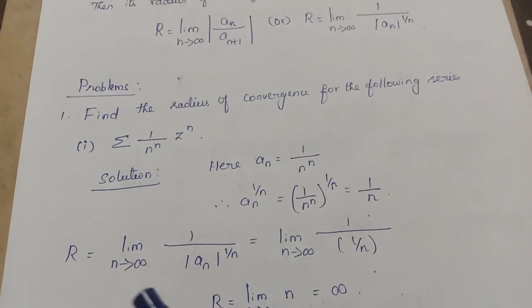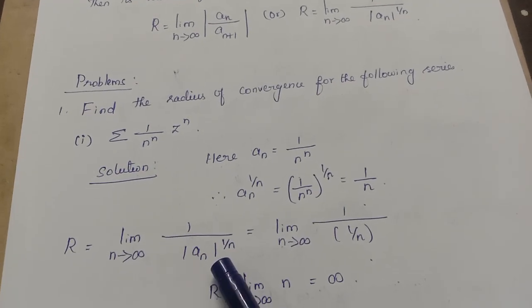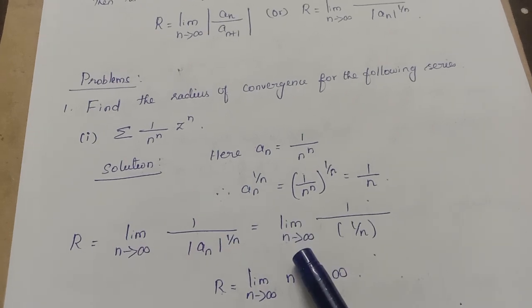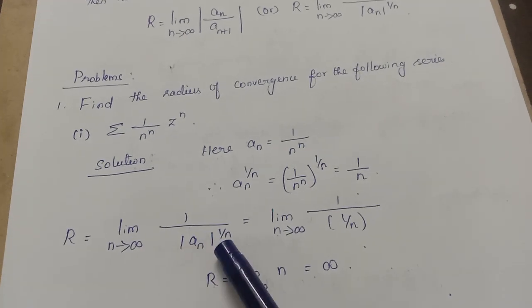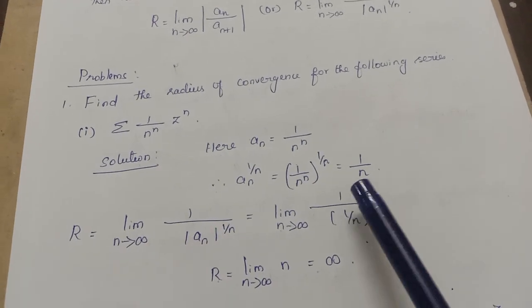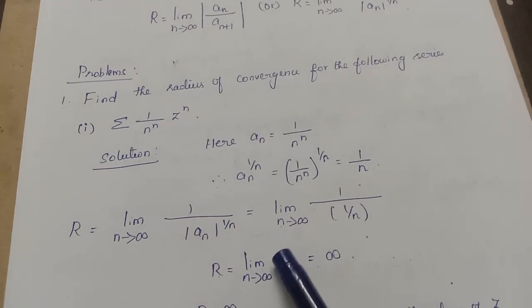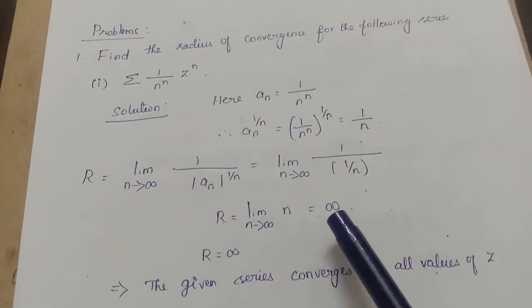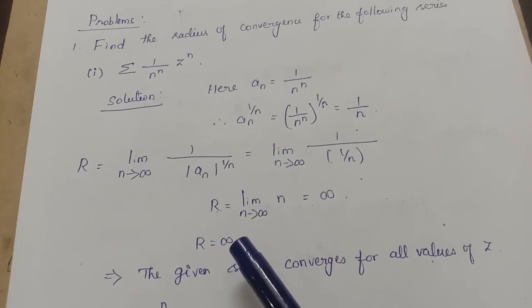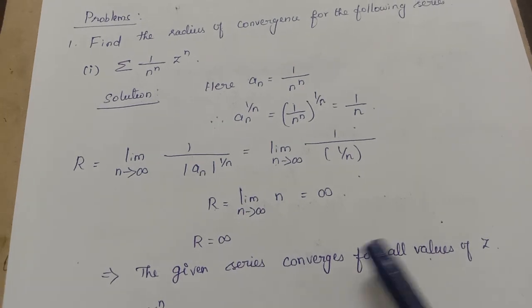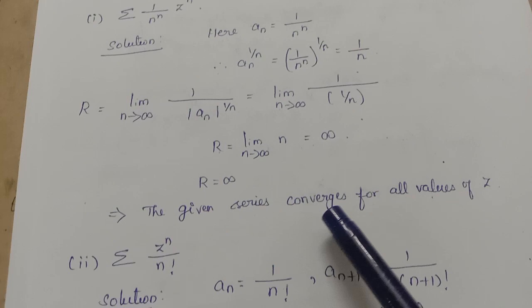So let me substitute in the formula. R equals limit n tends to infinity 1 by modulus a_n power 1 by n. So limit n tends to infinity, this is n only, so no need to take the modulus. Simply let me write 1 by n. So 1 by 1 by n will be simply n. As n tends to infinity, this value will become infinity. That means the radius of convergence is infinity, that is, the given series is convergent for all values of z. Whatever may be the value of z, this series will be convergent.